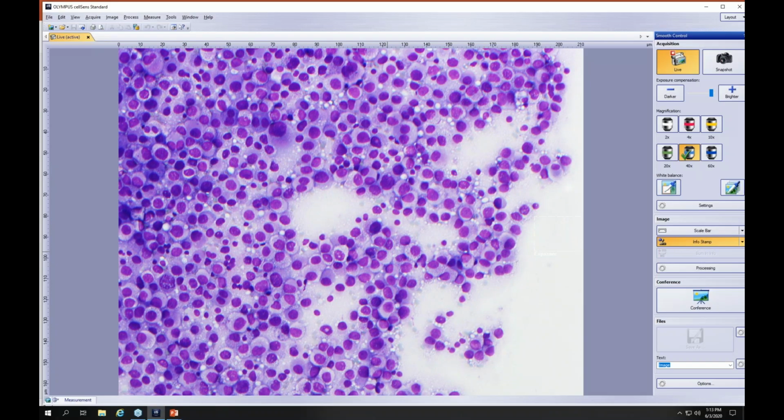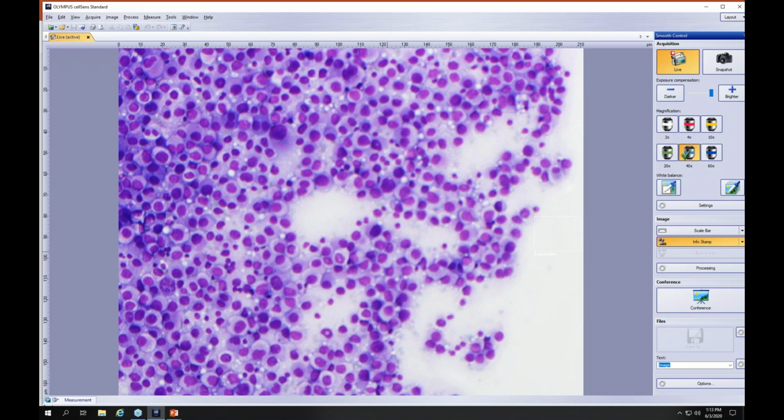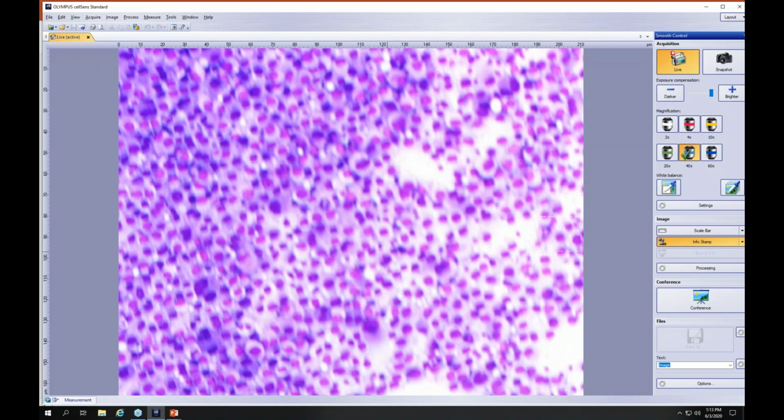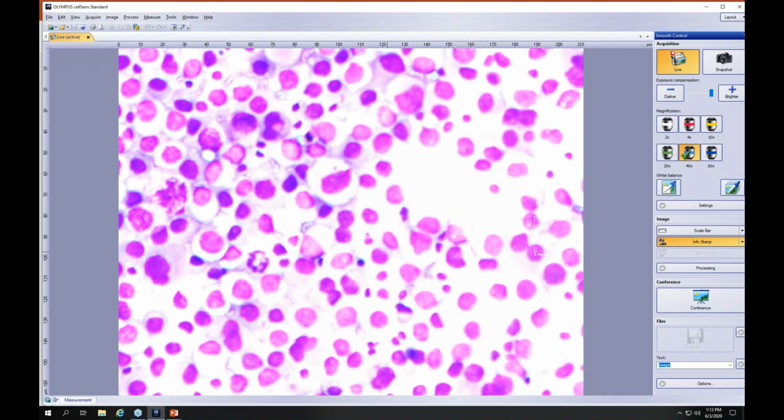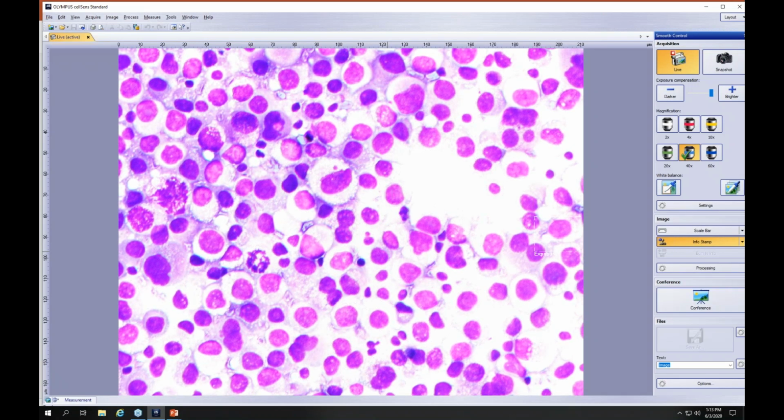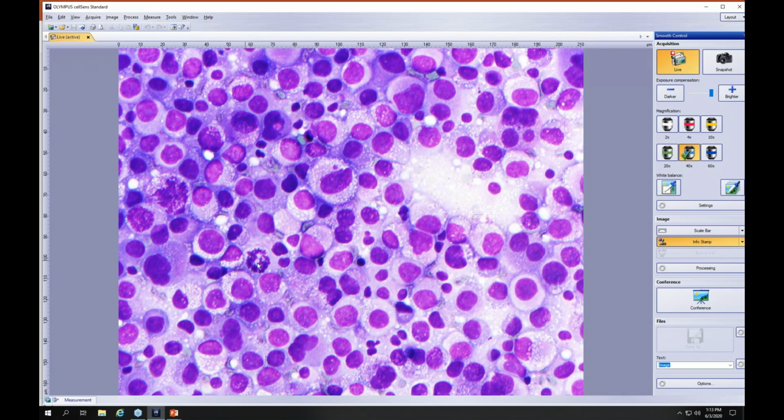So you can see here on the Diff-Quik sample at 20X that there's quite a bit of cellularity. There's single cells. I think I see some mitotic figures. There's one right here. Again, there's a bit of cytoplasm, increased nuclear to cytoplasmic ratios.